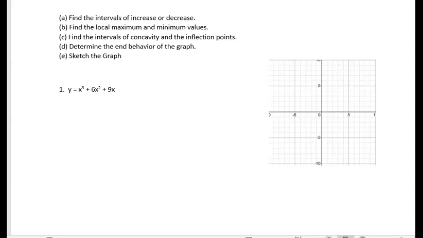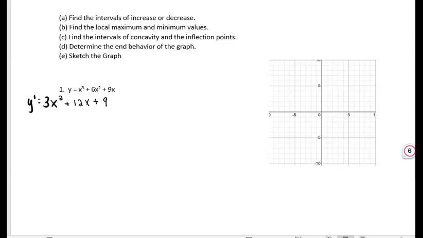So first things first, if you notice in part A, it says to find the intervals of increase or decrease. So that means that we need our first derivative test. So if we need our first derivative test, first we need our first derivative. So let's start there. So our first derivative will look like y prime equals the derivative of x to the third is 3x to the second. The derivative of 6x squared is 12x. And the derivative of 9x is 9.